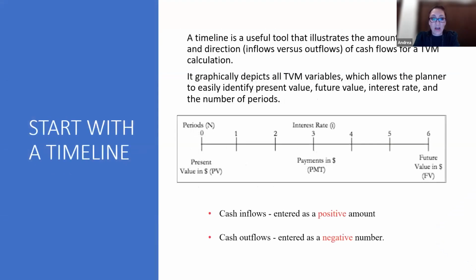So here's an example of a timeline. It illustrates the amount of money, the timing, and the direction, whether the money is going in or out. Some of you might find it very helpful to show graphically where everything is on the timeline. You can put what the present value is, what the future value is, if there are any payments, what the interest rate is, and the period of time. So this is an example of the timeline.